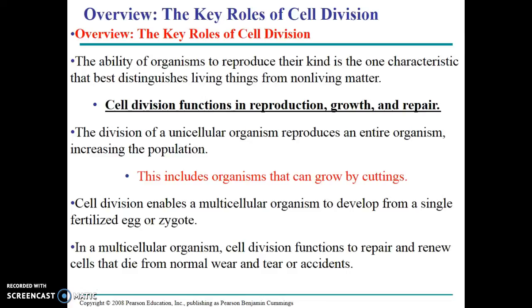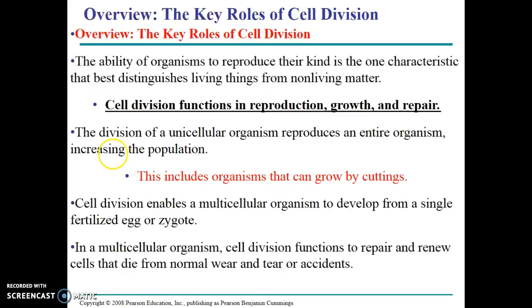That's basically how it is. For example, species produce their own kind, meaning that a giraffe can produce a baby giraffe, a human can produce a baby human, and an elephant can produce a baby elephant, my bad. So cell division functions in reproduction, growth, and repair.